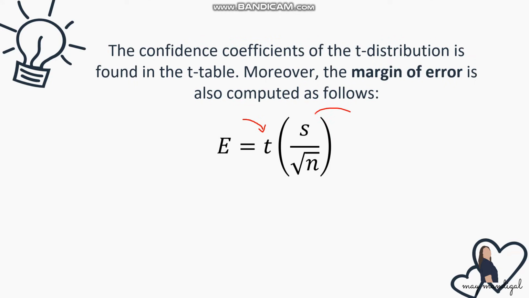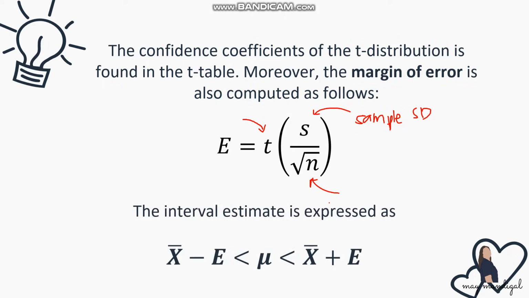And then this s right here, since we don't have the population standard deviation, we now have s, which is the sample standard deviation. So s, we use it to denote the sample standard deviation. And then we still have in the denominator the square root of n, which is again our sample size. And for the interval estimate, it's still the same as the other one. We still have to subtract and add the margin of error from our sample mean.